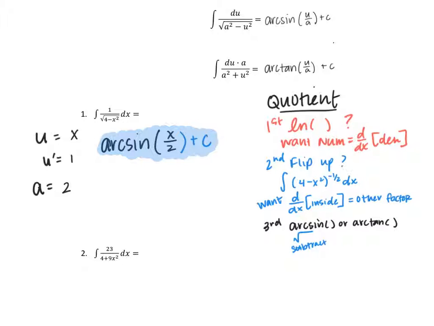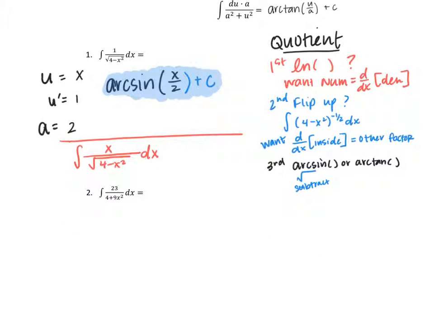Because what would happen if I changed the problem and I made it the integral of x over the square root of 4 minus x squared dx? Just one little switch and I throw an x in there. Okay, go through the process. Would this be the natural log? No, same issue. The denominator's derivative is a lot more complicated than just an x.